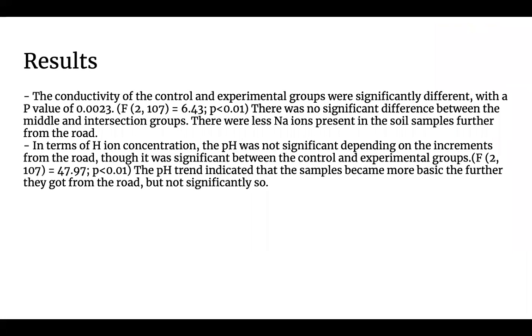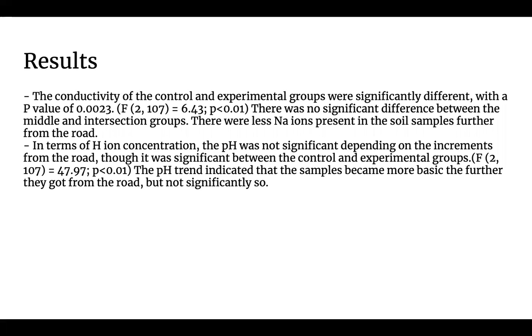Okay, so next is the results. So the conductivity of the control and the experimental groups were found to be significantly different with a p-value of less than 0.1, and there was no significant difference between the middle and intersection groups. There were less sodium ions present in the soil samples further away from the road, which makes sense because the salt is applied on the roadway and we would expect it to have a higher concentration closer to the side of the road.